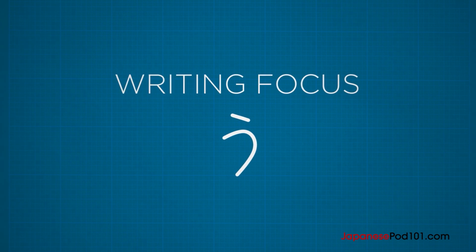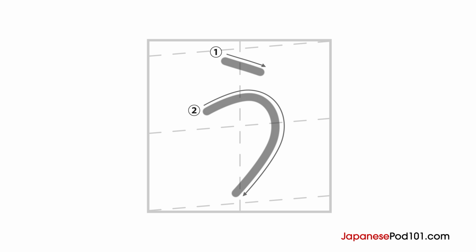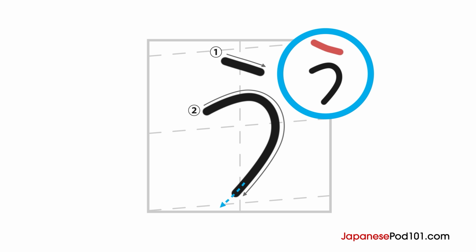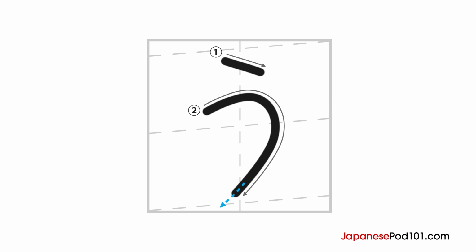Hiragana U is written in two strokes. First, draw this short slanted line at the top center. For the second stroke, draw an ear shape starting from this point, curving up to the right and then down to the bottom center. Flick your pen at the end of this stroke. Make sure the first stroke is not too big so that your character won't be off balance. Okay, let's see it again.